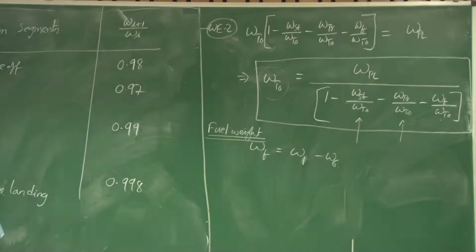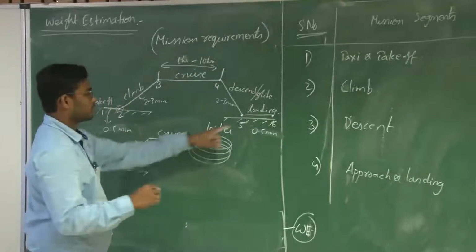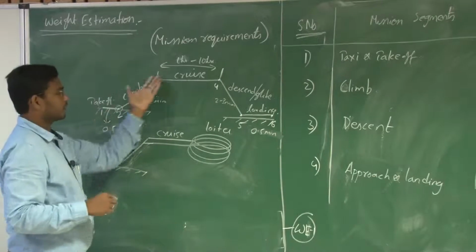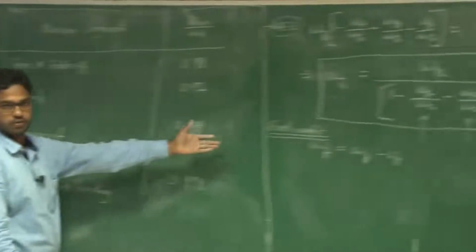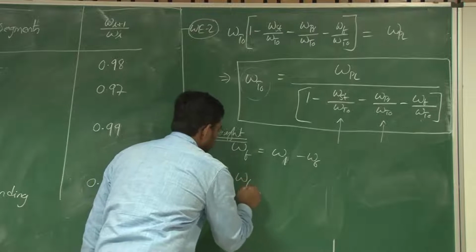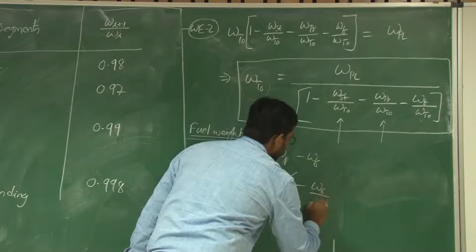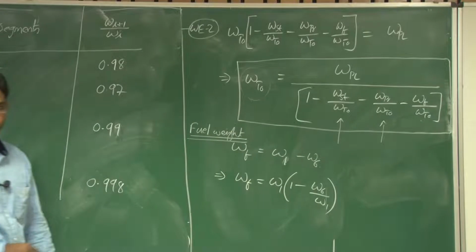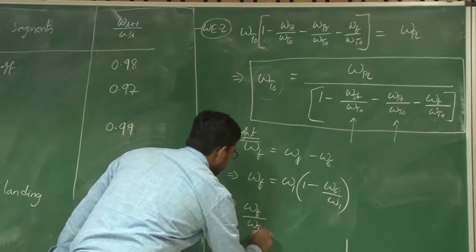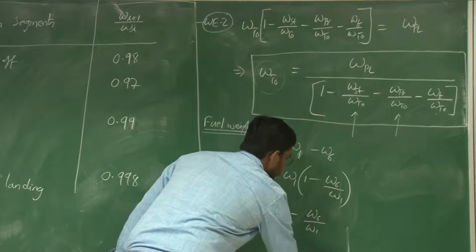Fuel weight WF is equal to W1 minus W6, where W1 is the maximum takeoff weight and W6 is the weight after landing, right? So during this entire process, whatever fuel has been consumed will be WF. This is straightforward. So WF is equal to W1 into (1 minus W6 by W1), where W1 is the takeoff weight, am I correct?